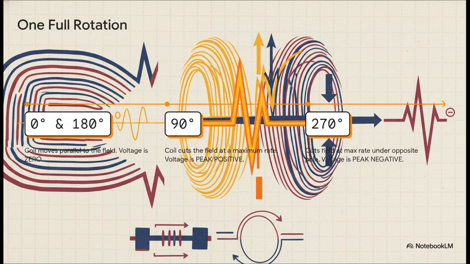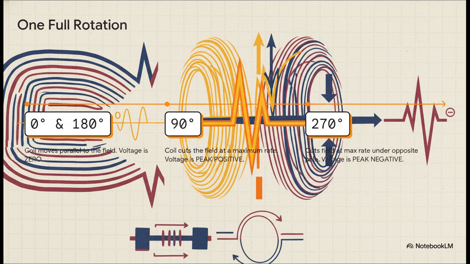When the coil is perfectly horizontal, at the 0 and 180 degree spots, it's moving parallel to the field lines. It's not really cutting them, so the voltage is 0. Makes sense, right? But when it's vertical, at 90 degrees, it's slicing through those lines at the fastest possible rate, and that gives us our peak positive voltage. Then it swings back down to 0.